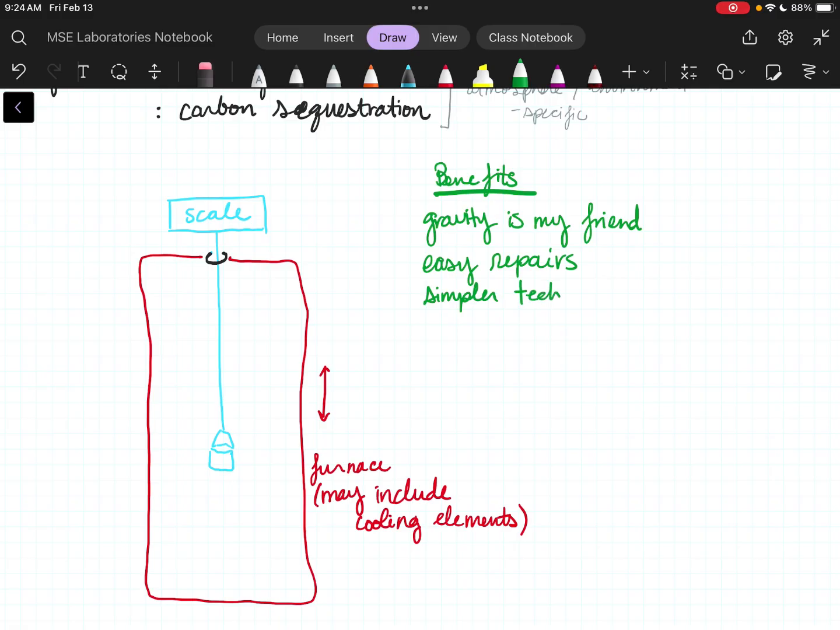This is also scientifically a very simple setup. Furnaces are easy to repair and replace. Scales are easy to work on or replace. And then this big long arm is literally just a piece of usually alumina or some strong material that's not going to give much.